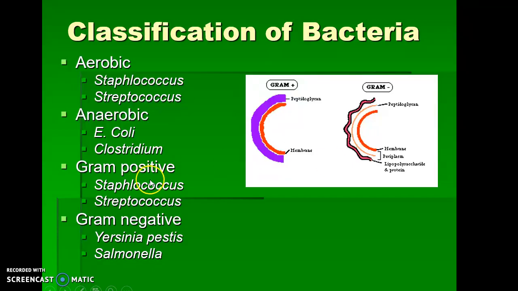So gram-positive bacteria are staph and strep. And these are typical skin infection type of microorganisms. And some examples of gram-negatives are Yersinia pestis. This is the organism responsible for plague. And then Salmonella, which is a very common bacteria that can be carried by birds and can get into our food chain.